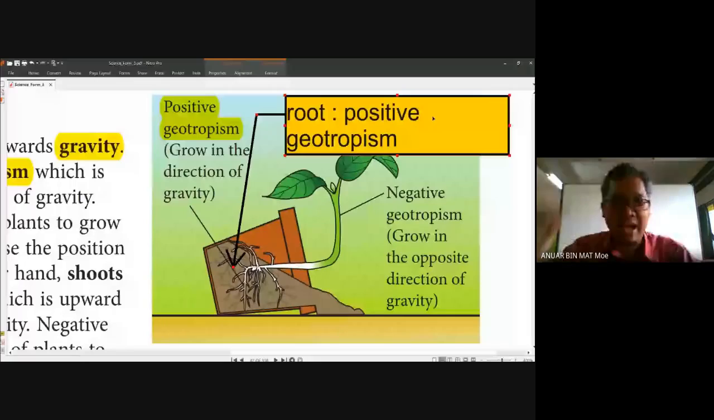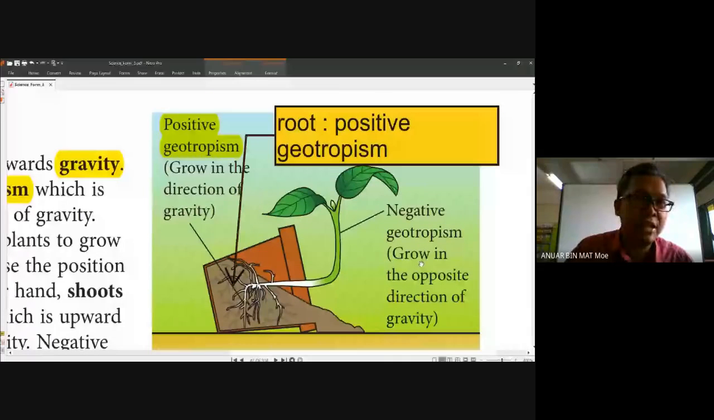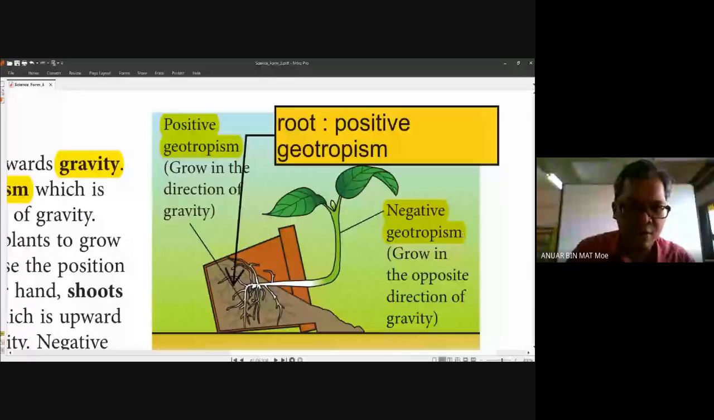Okay. And then how about the shoot? The shoot here, the opposite direction. The shoot, you can say it has negative geotropism. Anything that away from the stimuli, move away from the stimuli, you call it negative. Okay? Can you understand this? Boleh faham? Yes. Okay, geotropism. Okay, very good.